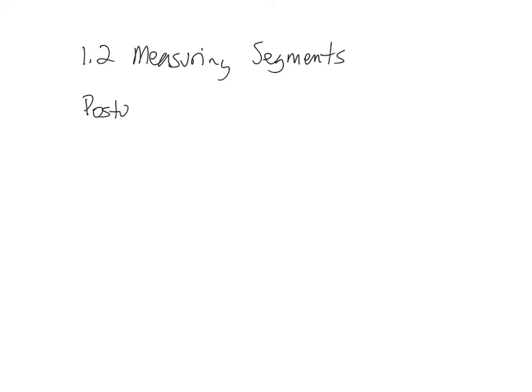Postulates generally are much more straightforward. They're not very difficult to understand usually, whereas with theorems, there's usually more to it. I will never ask you, what's postulate 1.1? What's postulate 1.2? You don't have to know the numbers that go with them. I don't know the numbers that go with them. I know what they say though.